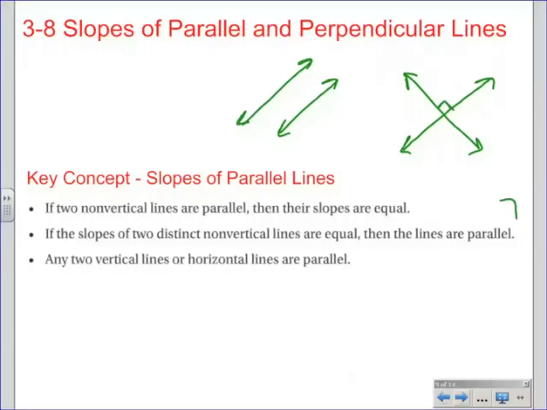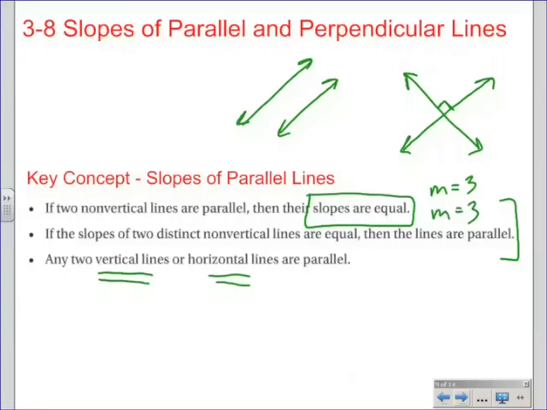So here are lots of different ways of saying that the two lines are parallel. In terms of equations, the key thing is just their slopes are equal. So if one line has a slope of 3 and it's parallel to another line, then the second line must also have a slope of 3. Vertical lines are always parallel to each other. Horizontal lines are always parallel to each other.